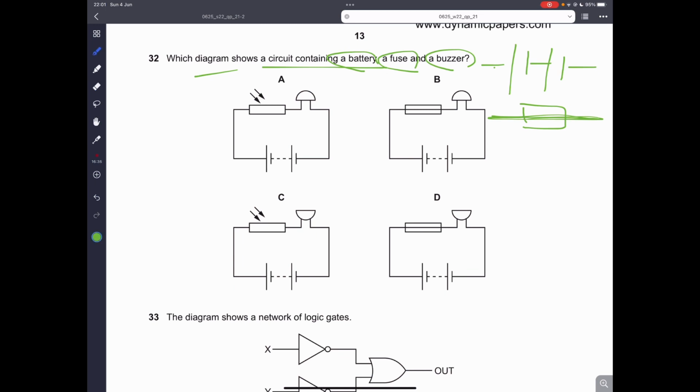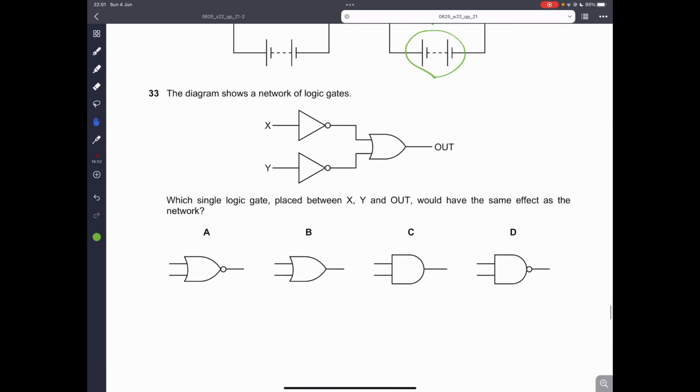A buzzer will look like this. The one that is opposite to the buzzer is actually called a bell. This is a bell. This is a buzzer. And therefore we have a buzzer, fuse, and battery. So D is the correct answer.